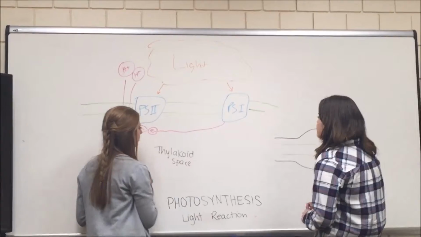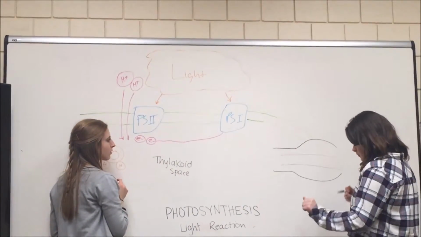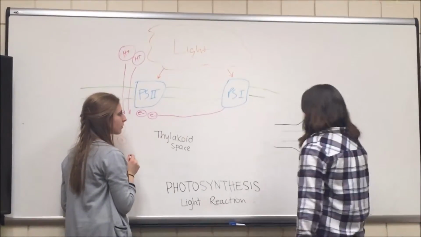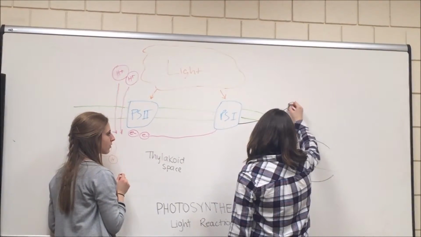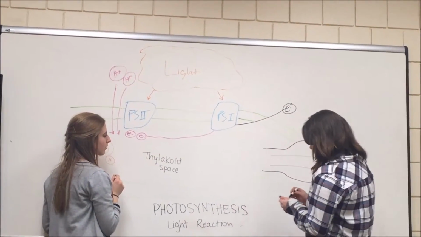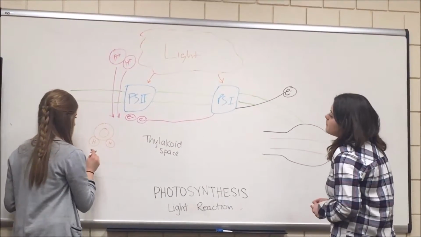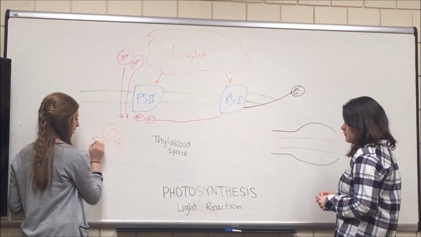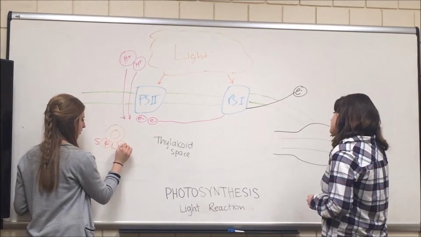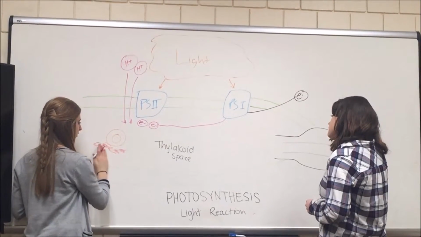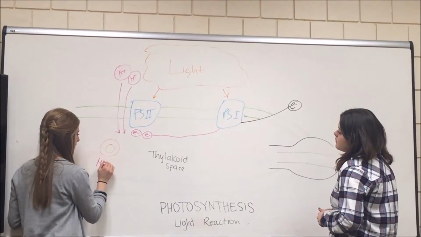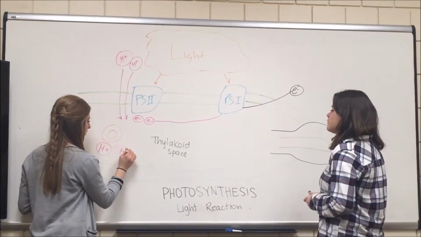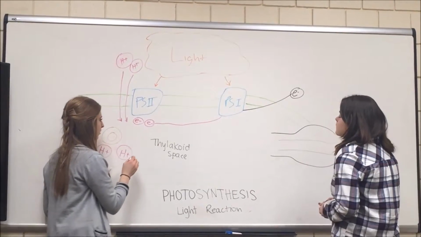Photosystem 2 will send an electron to photosystem 1. Photosystem 1 will send an electron to the air through its electron transport chain. And then you will have water split, which will send two hydrogen protons into the thylakoid space while leaving one oxygen behind. It also sends an electron to photosystem 2 to replenish the electrons lost from the light.